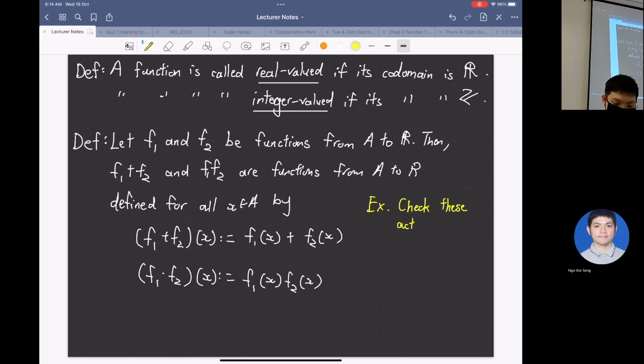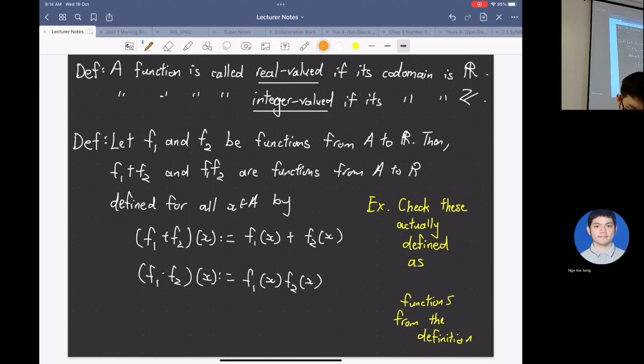is defined as a function from the definition. You need to check that every element of the domain gets sent to a unique element in the real numbers, in your codomain.